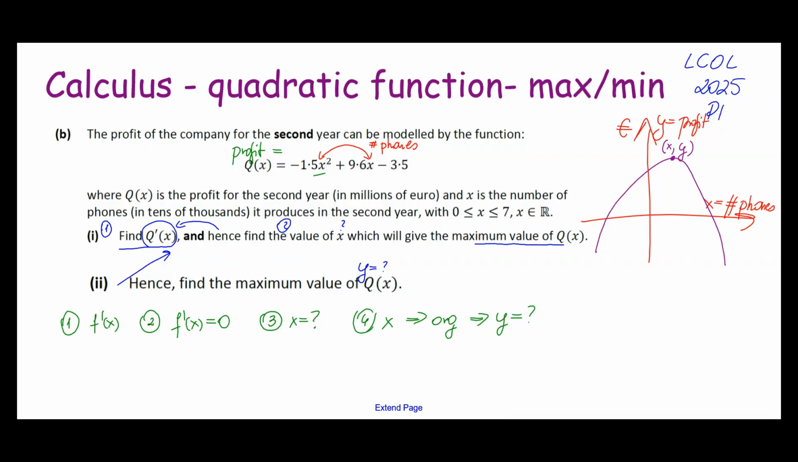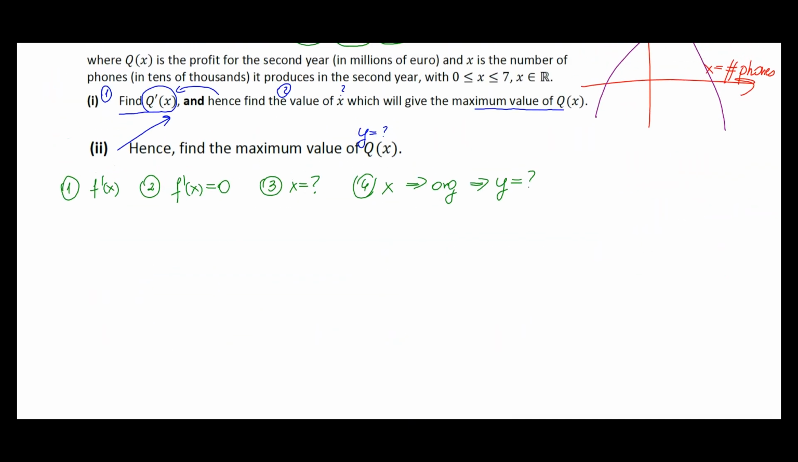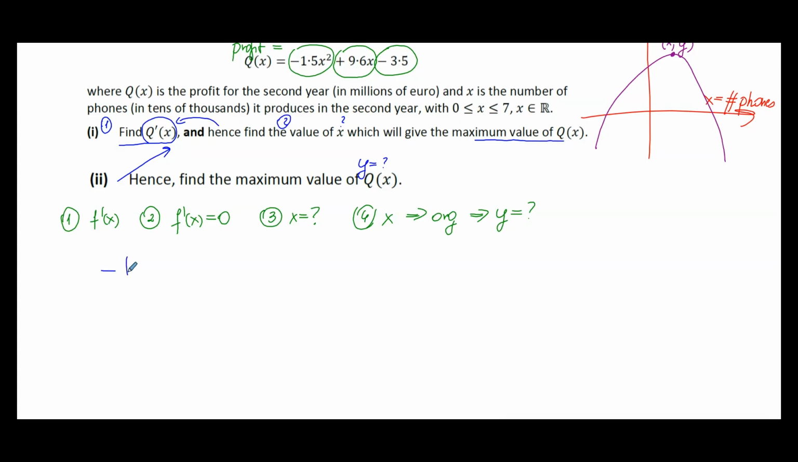So how do we create a derivative? Now, don't forget, each element is separate. How do I identify each element? By plus and minus. So that's one element, that's the second one, and that's the third one. So let's consider each one of them. I'm just going to list them here. Minus 1.5x to the power of 2, plus 9.6x, and then minus 3.5.